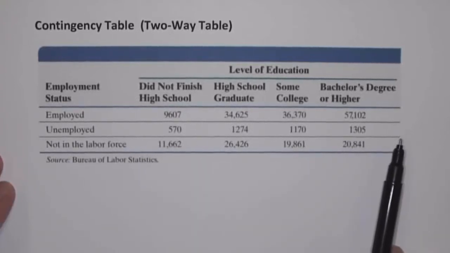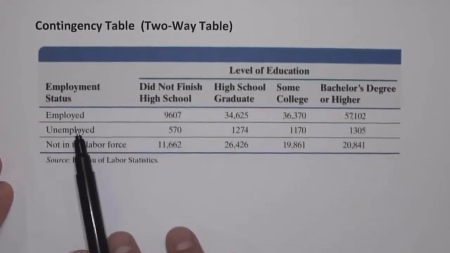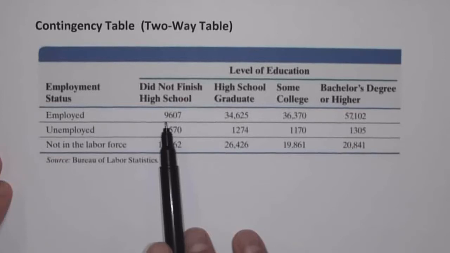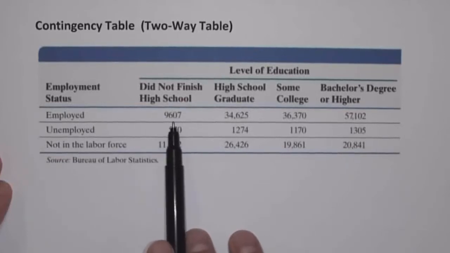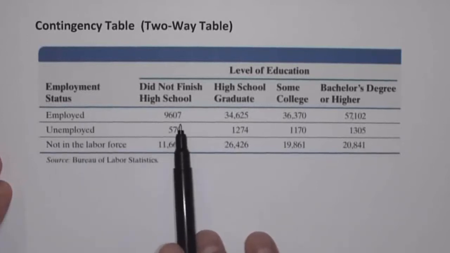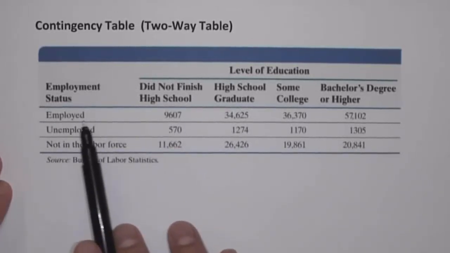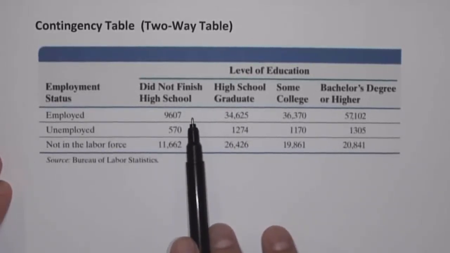In this particular table, we are looking at data from November of the year 2018 that is showing both employment status and level of education for U.S. citizens who were 25 years old and older. So from this table, we can see the value 9,607 in this category here. It's in row 1, column 1, which is employed and did not finish high school.